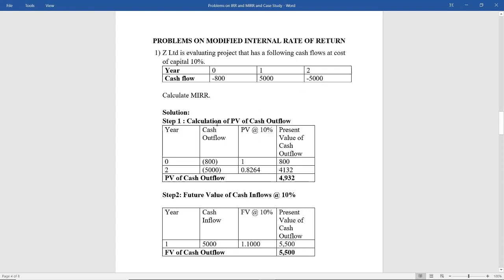So step number 1, calculate the PV of cash outflow. Right here, in which years is there a cash outflow? Year 0 and year 2. So year 0 it is minus 800 and year 2 it is minus 5000. PV at the rate of 10%. Again you will see table C. You will see the PV factor at 10%. Multiply, and you get the PV of cash outflows.